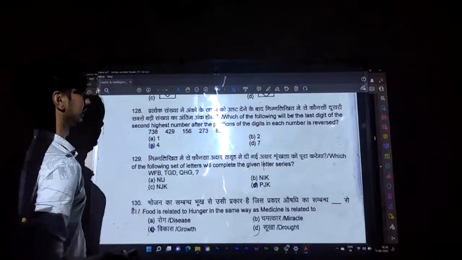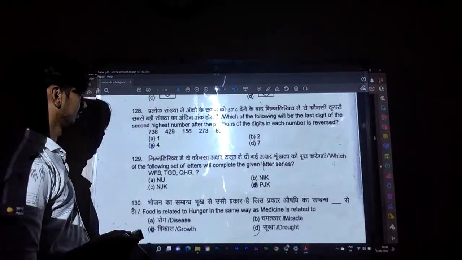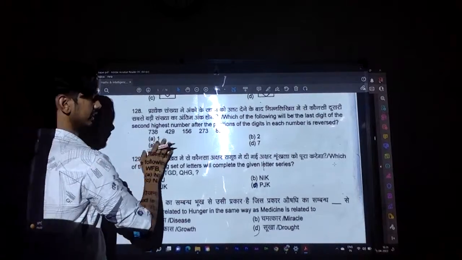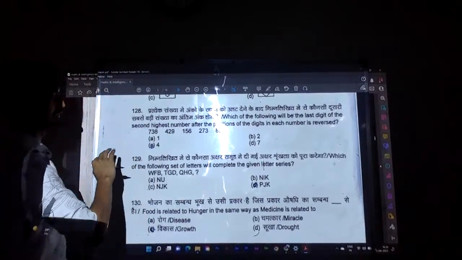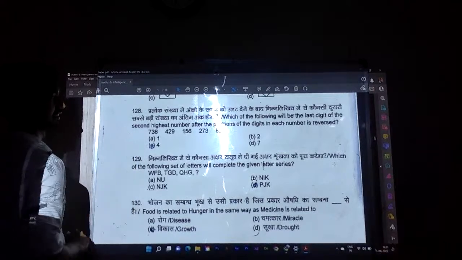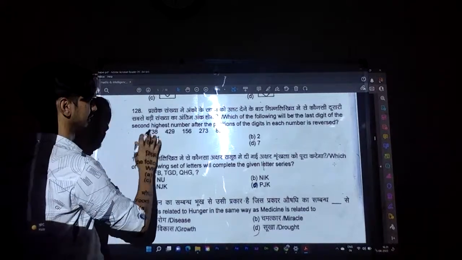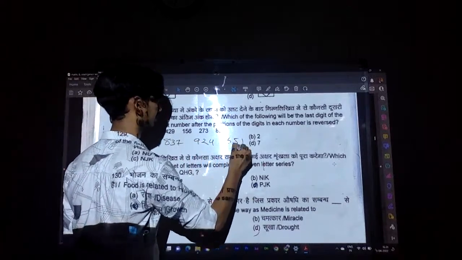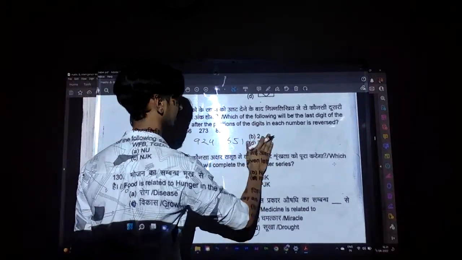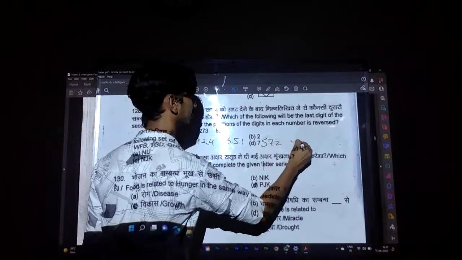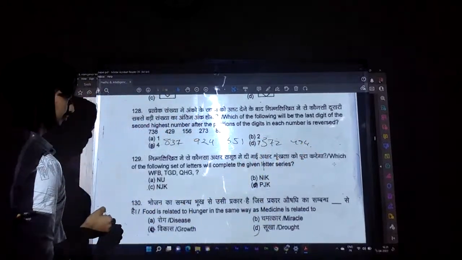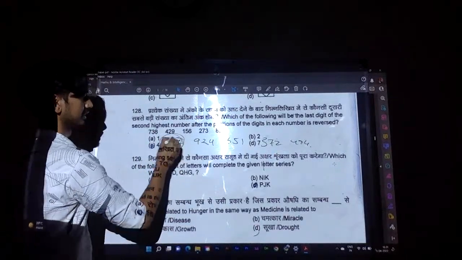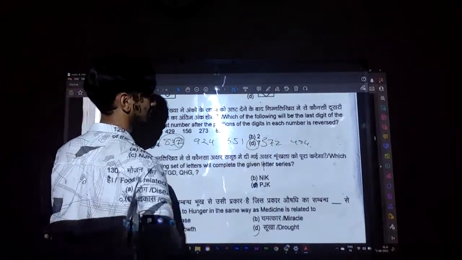In question number 28, okay, here it is showing that when you reverse the numbers, what will be the second highest number's last digit. So when you reverse, this will become 837, 924, 651, 372 and 494. Which is the second highest? The second highest is 837. And what is the last digit of it? This is 7. So the correct option will be option number D.